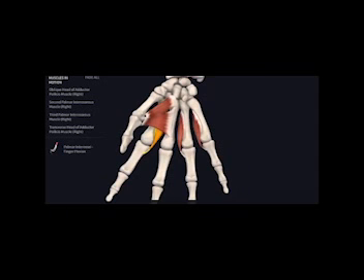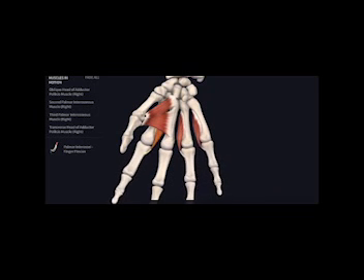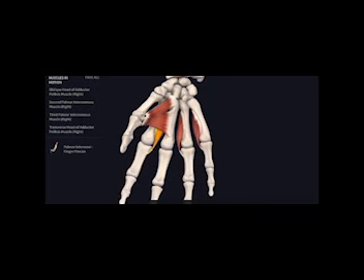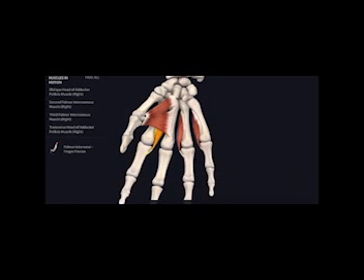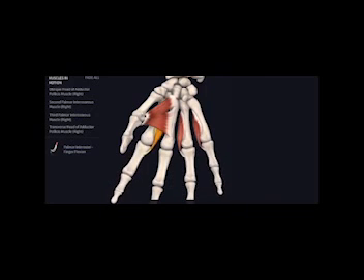So let's talk about adduction. Finger adduction happens at the metacarpophalangeal joint and is completed by the palmar interosseous muscles. The palmar interosseous only has three muscle bellies: between the fourth and fifth finger, the third and fourth finger, and the second and third finger. Now there's the adductor pollicis right in front of the palmar interosseous, but this particular muscle will do adduction.